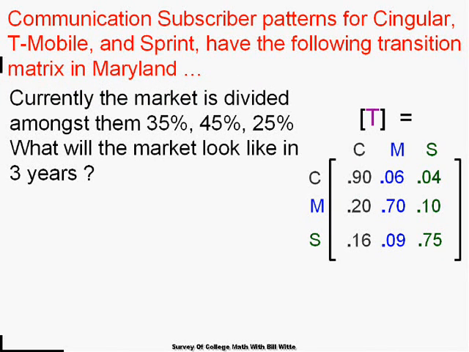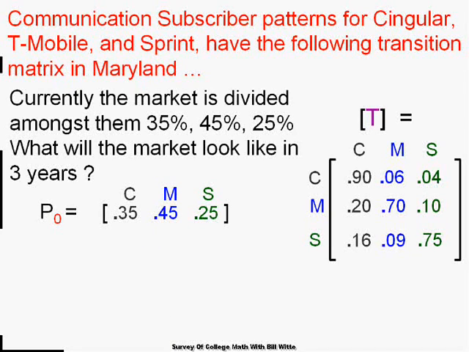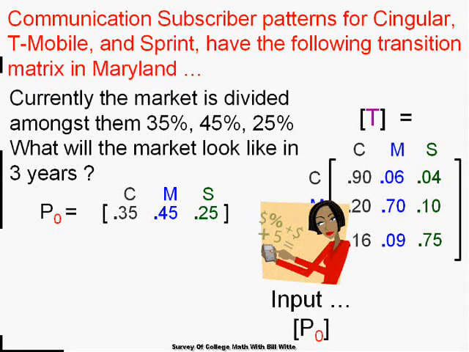Currently, the market, that's right now, the state of the market is divided amongst them 35%, 45%, and 25%. The question is, what will the market look like in 3 years? You can see that that's certainly a viable question if you're buying stock or if you're one of those companies. Okay, so, well, we have an initial state matrix, don't we? P0 would be just from those numbers, 0.35, 0.45, and 0.25. And we can find out what the market will look like in 3 years.